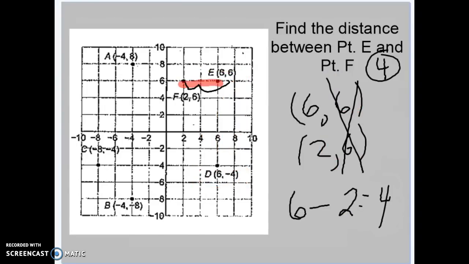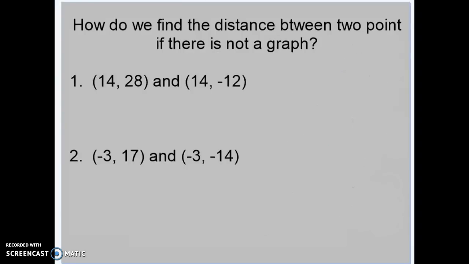Now the next example that I'm going to give you doesn't have the graph. So I want you to look at both of these ordered pairs. I think it's easiest when you list the two ordered pairs so that one is on top of the other. When you do it that way, you can see which two are common. So you can see both of those are 14.